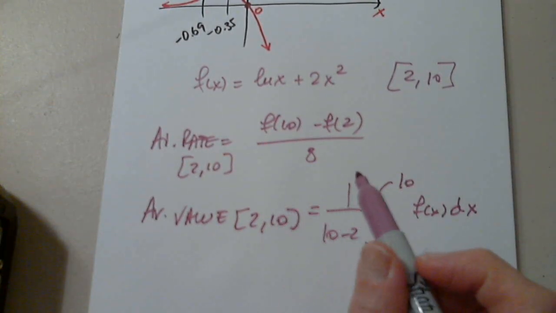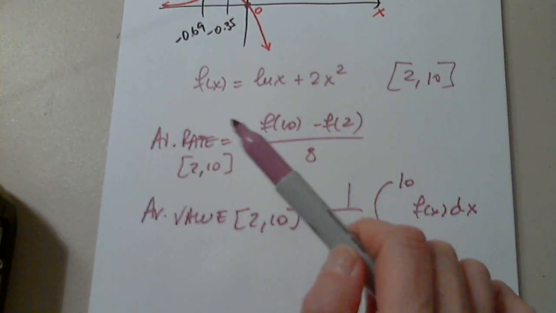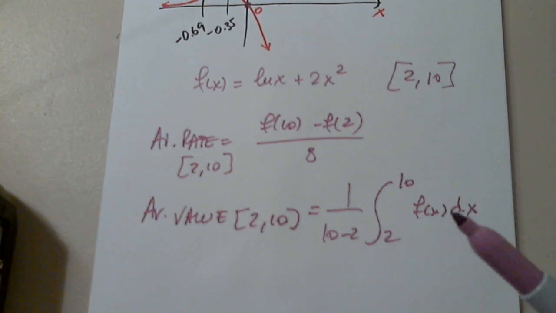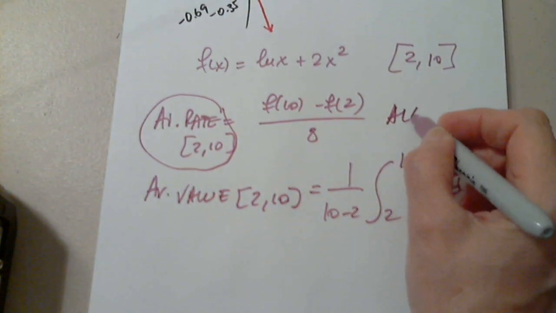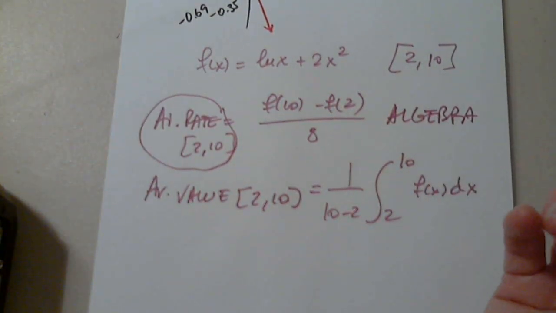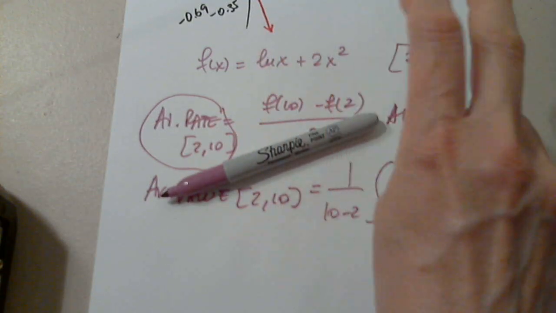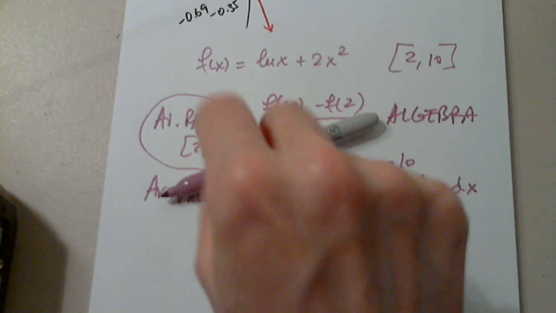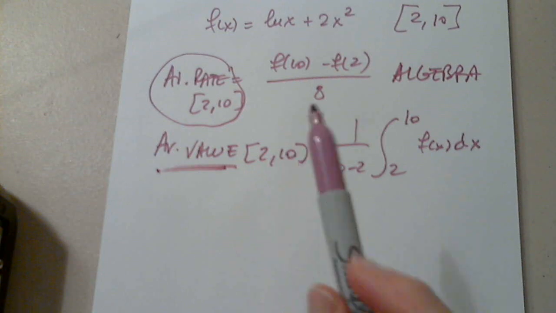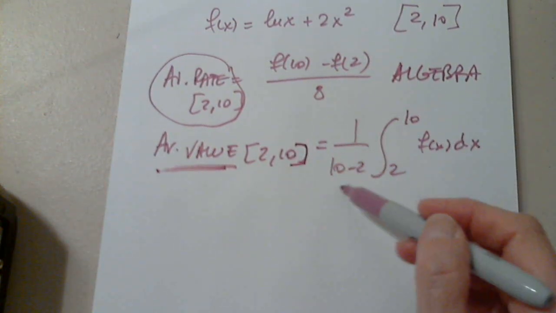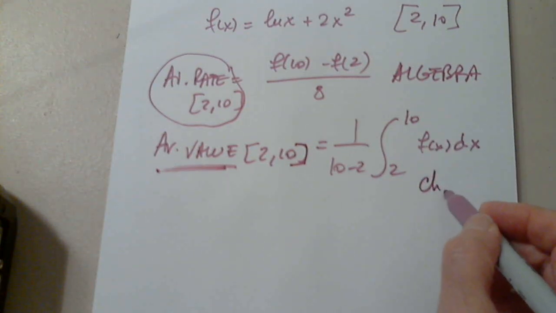So if you remember a long time ago, I said there are so many different concepts with the average and rate of change and average value. They are confusing. So the average rate is basically algebra. It's nothing else but the slope of the line passing through 2 comma f of 2 and 10 comma f of 10. This one is the average value of a function on an interval, and that has a different definition. It's what we learned in chapter 4.